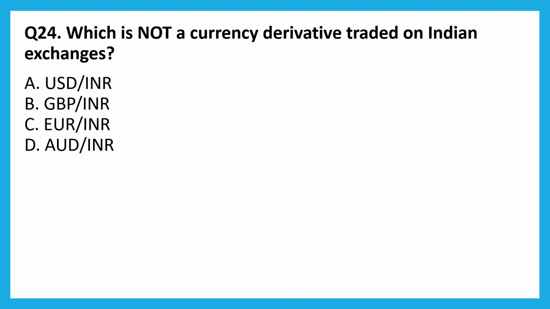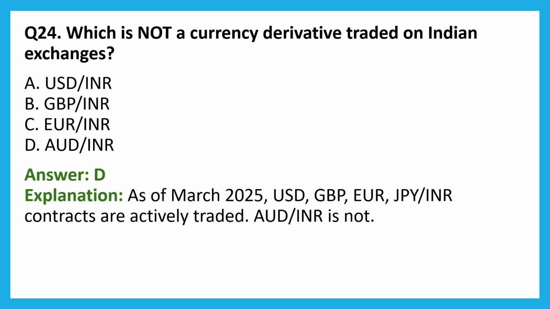Next question. Which of the following is not a currency derivative traded on Indian exchanges? Option A, USD INR. Option B, GBP INR. Option C, Euro INR. And option D, AUD INR. Correct answer is option D, AUD INR.